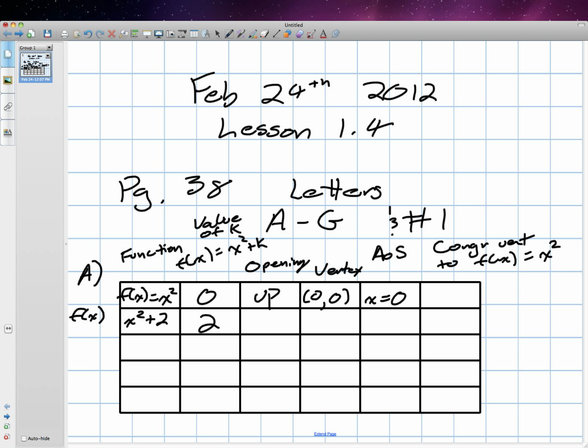And finally, is it congruent to f of x? So is it the same shape? Well, yes, it's exactly the same equation. So let's go to the second one here.